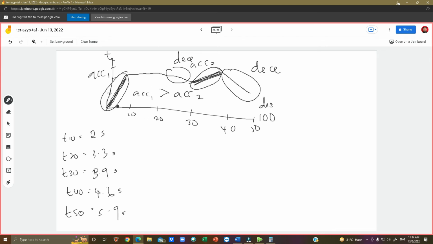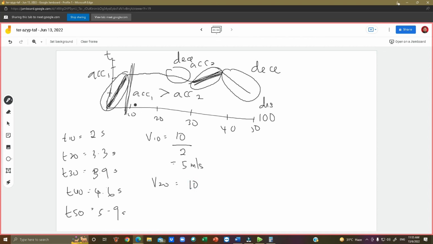Okay, let's take the first section, 10 meters. So velocity 10 equals distance covered 10, time taken 2. So the velocity is 5 meters per second. Okay, velocity 20. What is the distance covered here? 10 to 20. It will become 10.